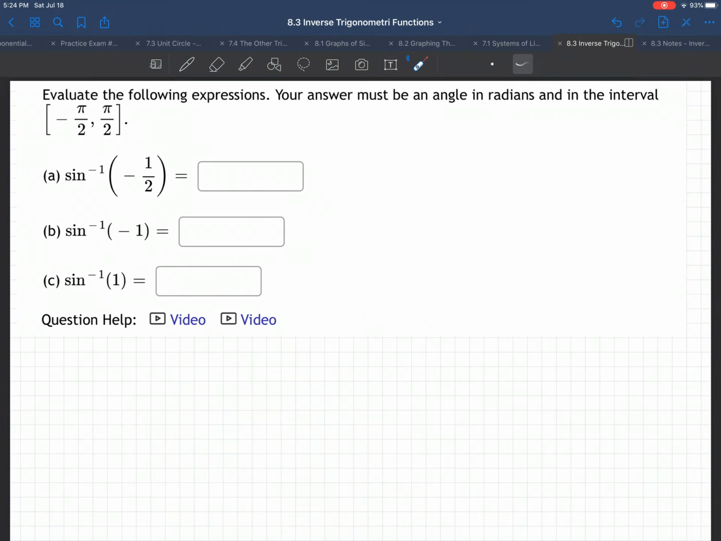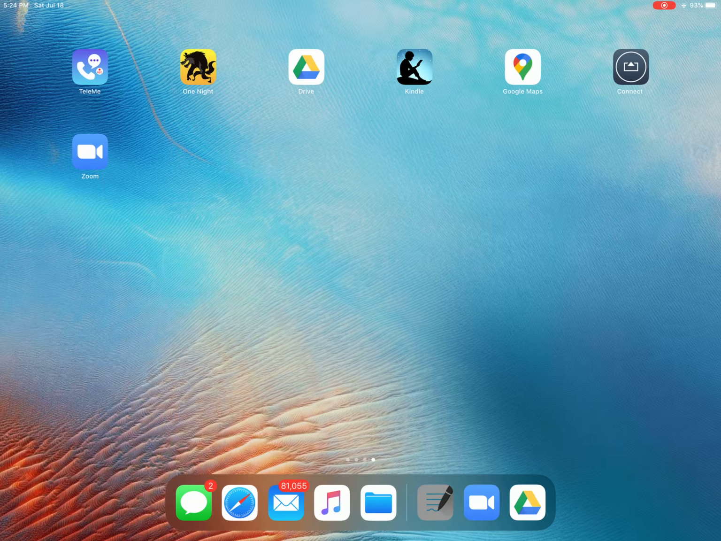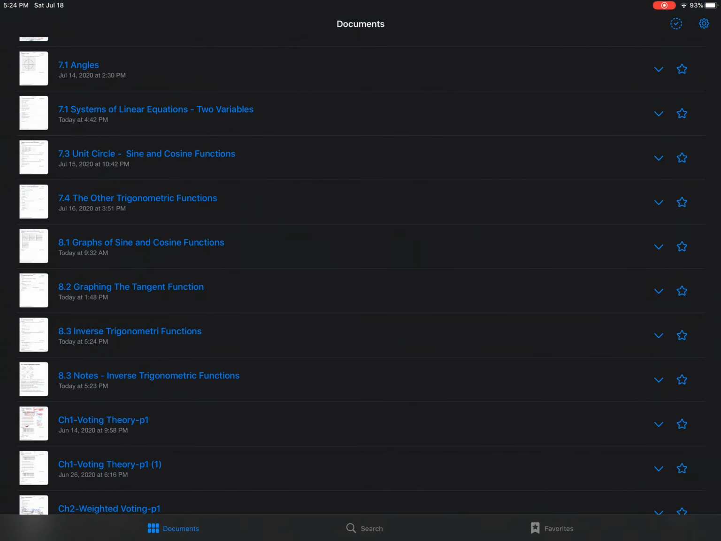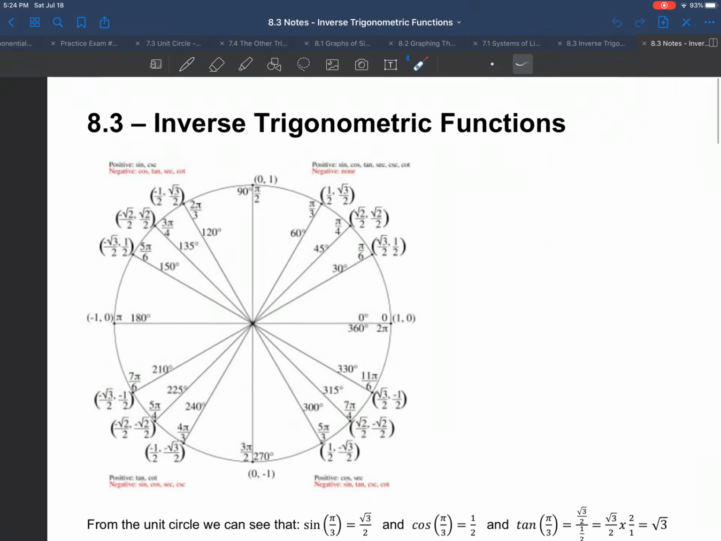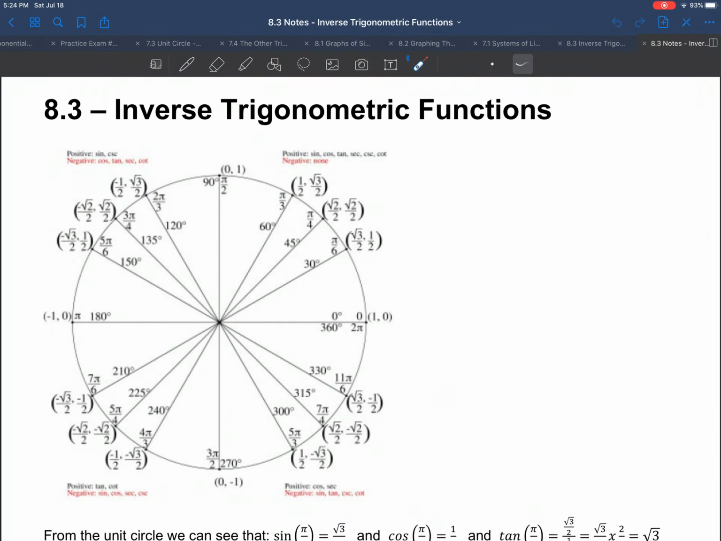Here's an example where we're trying to evaluate inverse trig functions, sine inverse on this example. So how do we do it? How do we do inverse trig functions? Well, basically, let me show you by going to the notes. So these are the notes that I'm sending you.